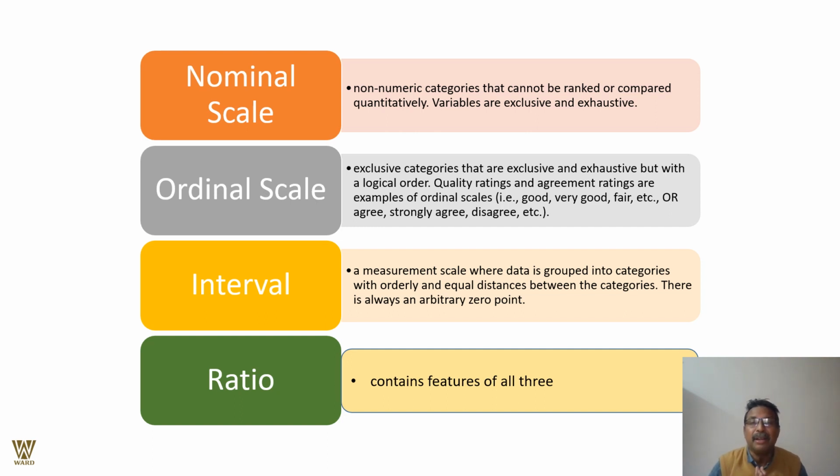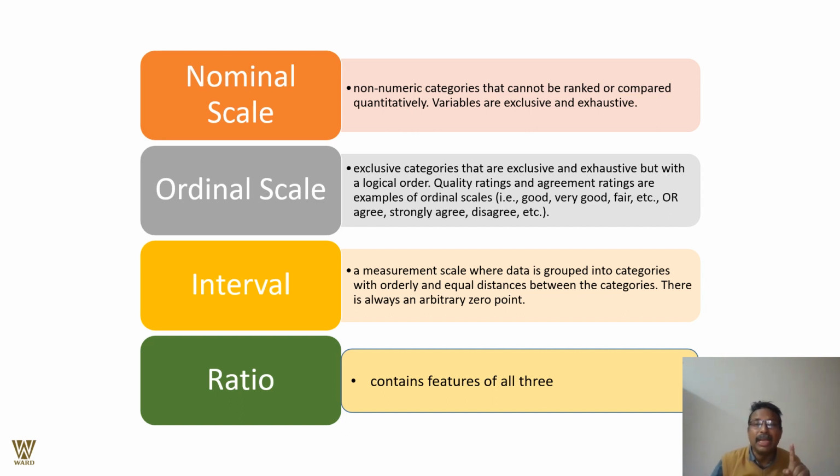Then comes ordinal. This is a completely full data set, exclusive and exhaustive, but with a logical order. Can we arrange it in a logical order which has to be agreed upon by everyone? The agreement ratings are an example. You can have somebody who has been assessed as good, very good, excellent, fair, to be improved, can be improved, and so on and so forth. That is what the ordinal scale is all about. So you are making a full exhaustive list of data sets and thereby ranking them all together.